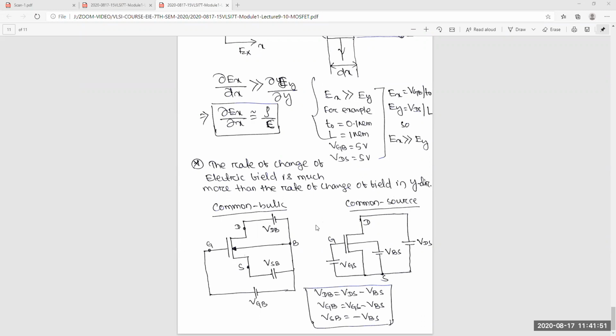Before going to the ID-VDS curve, initially we assumed all the things with reference to the bulk, but for our ID-VDS we will use the source as the reference. So VDB is nothing but VDS minus VS, and VGB is equal to VGS minus VBS. Everything is referenced to the source. We'll use this arrangement to derive the IV characteristics. So this is the last; in the next class we'll derive that.